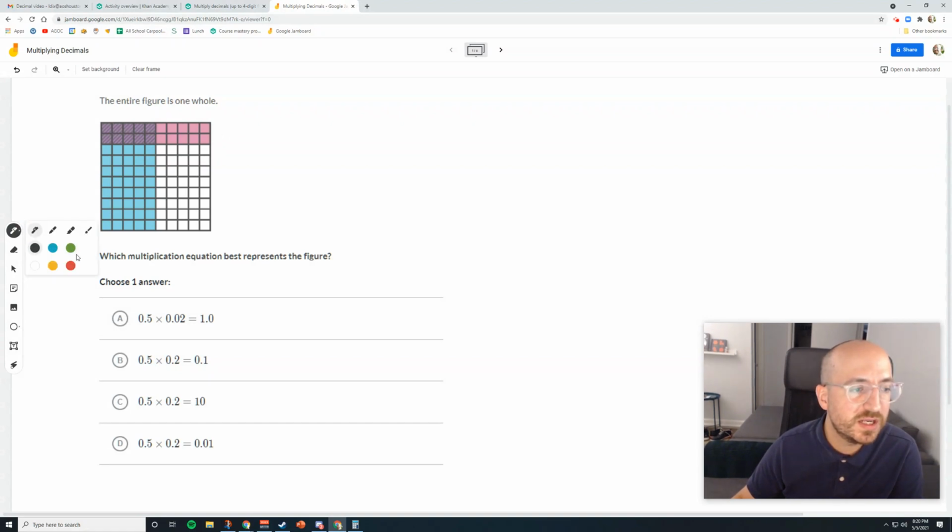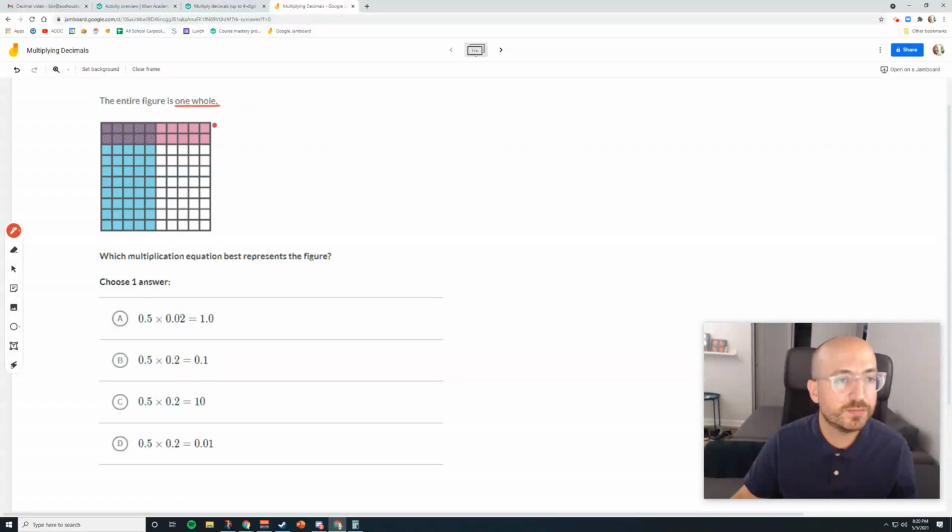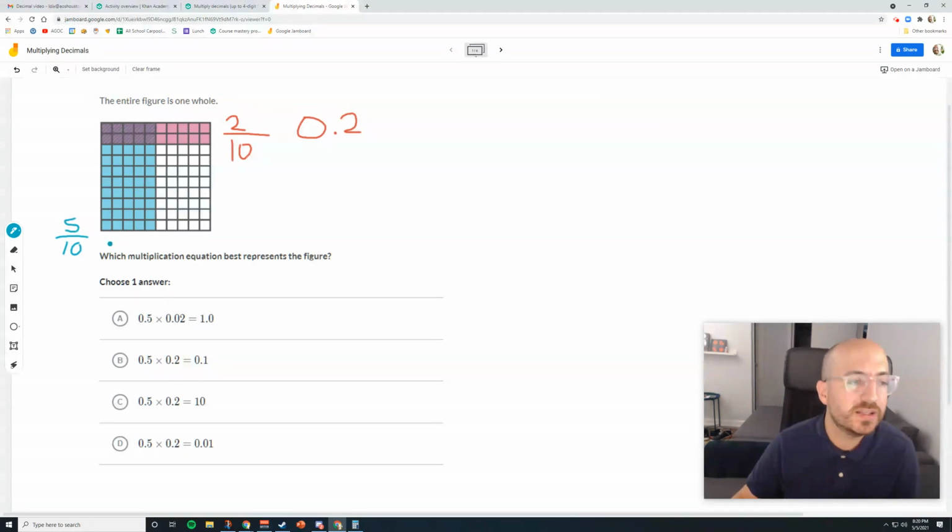All right, here we see in red that the total is one whole, right? So this is part of a whole times part of a whole. If this whole thing is 1, this is 1, 2 out of 1, 2, 3, 4, 5, 6, 7, 8, 9, 10 rows. This is 2/10 or 0.2. In blue, it's half of the whole, right? This is 1, 2, 3, 4, 5 out of 10. So it is 5/10 times 2/10.